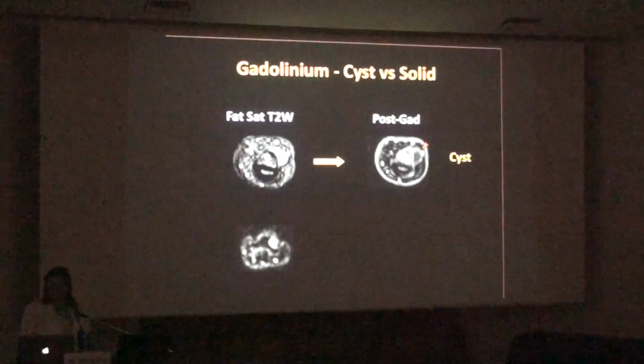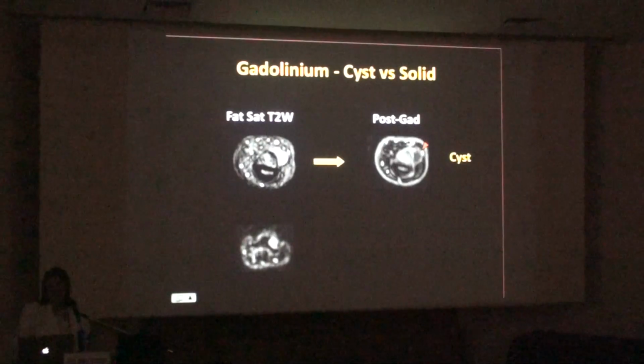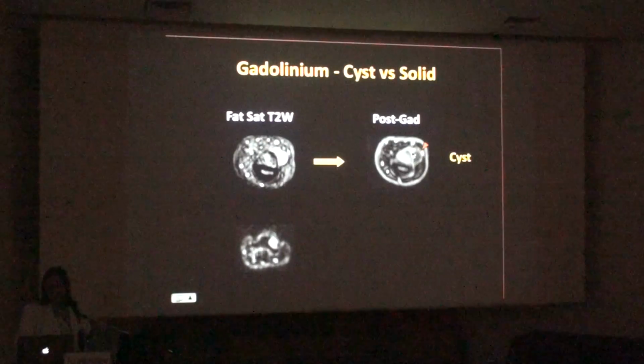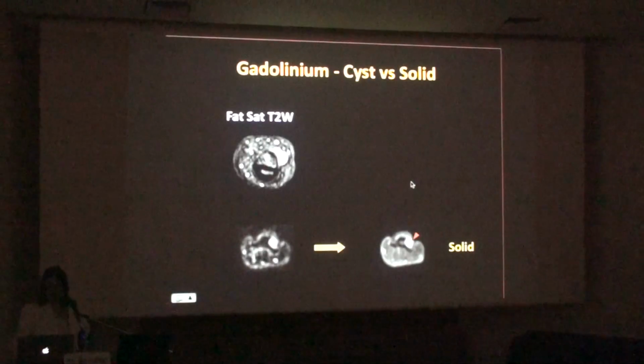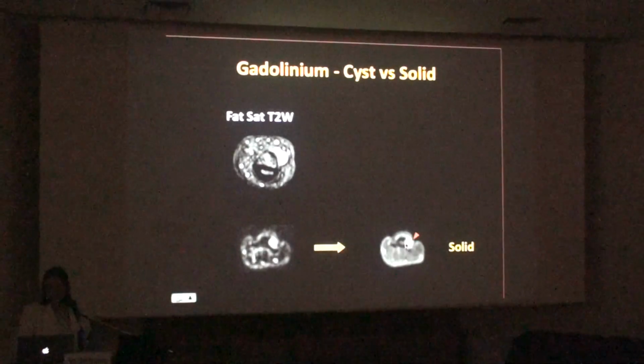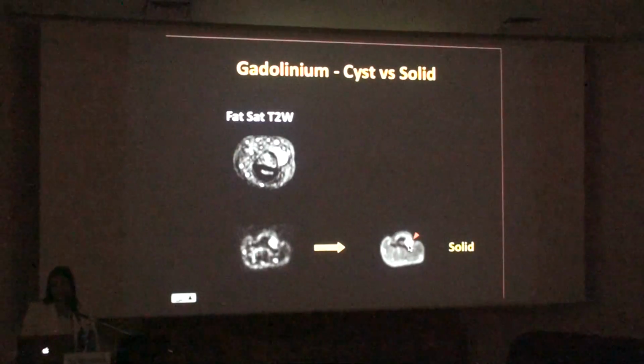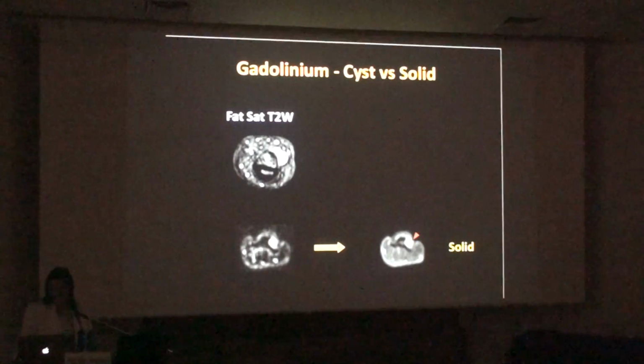We'll give some gadolinium, and in this case you can see that there's a little thin rim of enhancement around this cystic mucus cyst in the distal finger. And then the lesion here that's actually caused a little bit of erosion of the distal phalanx enhances throughout. That's solid. That actually was a little glomus tumor.